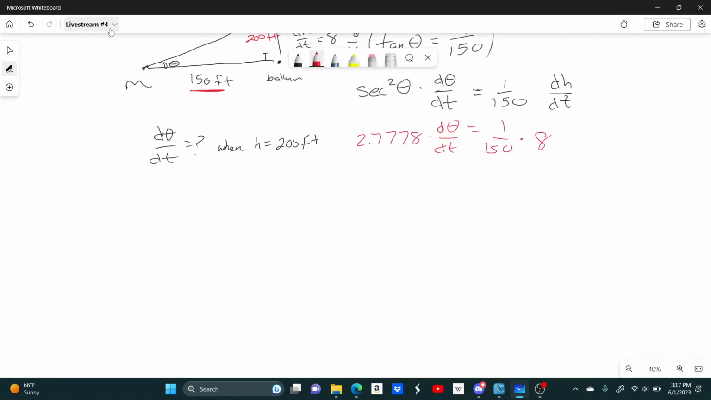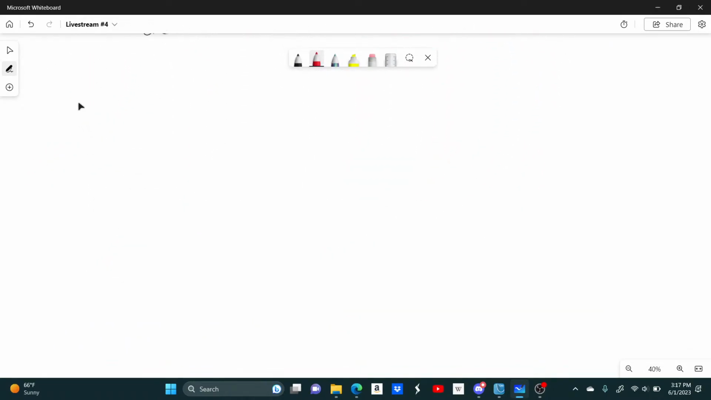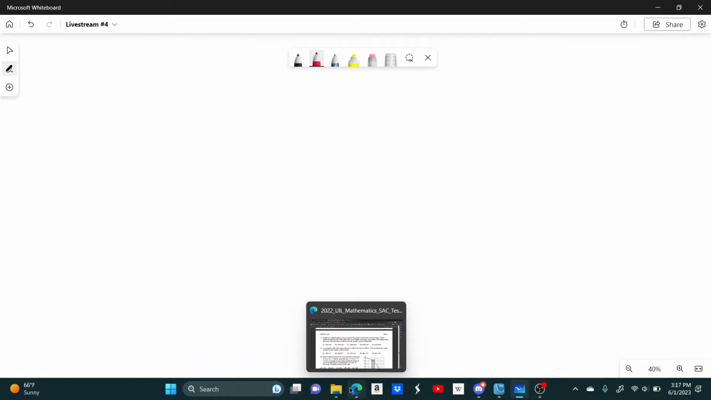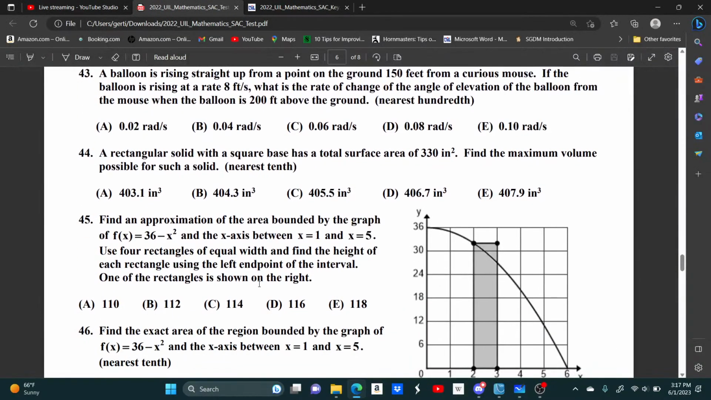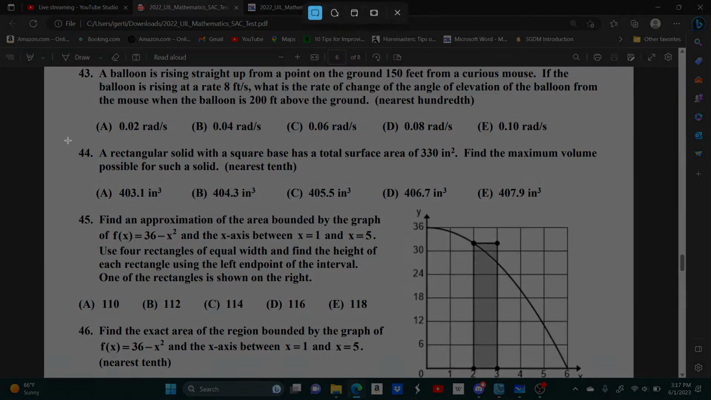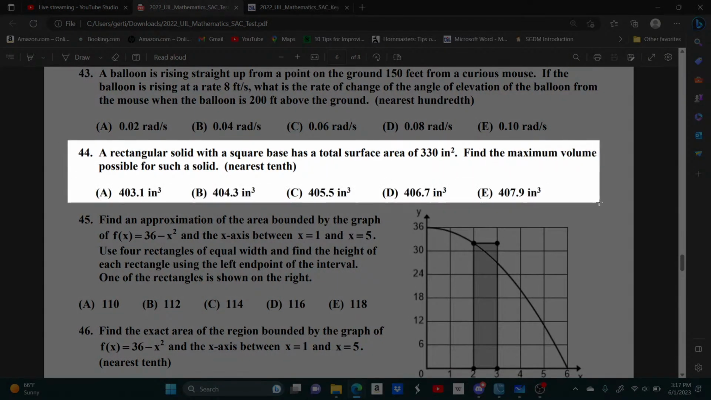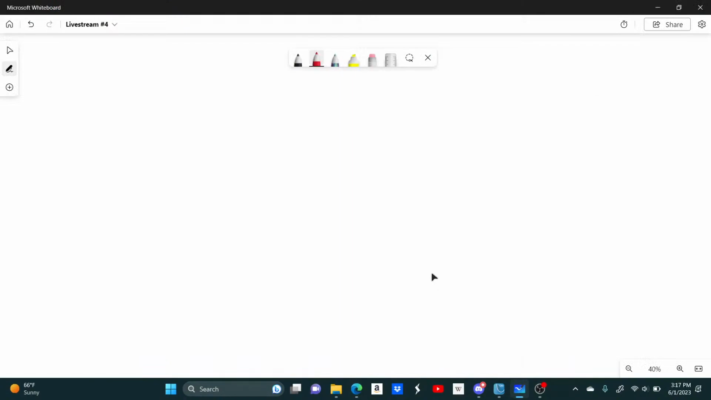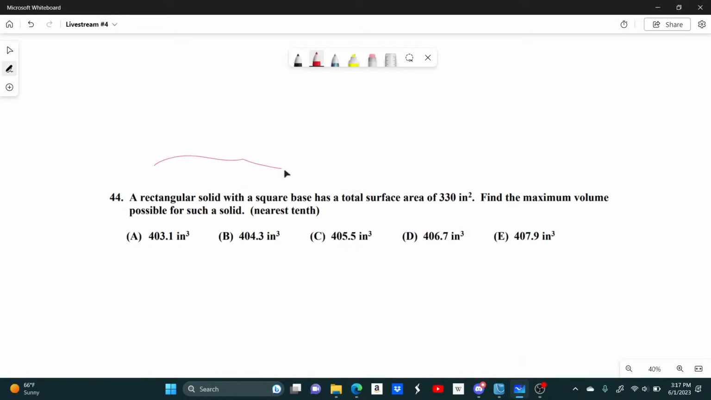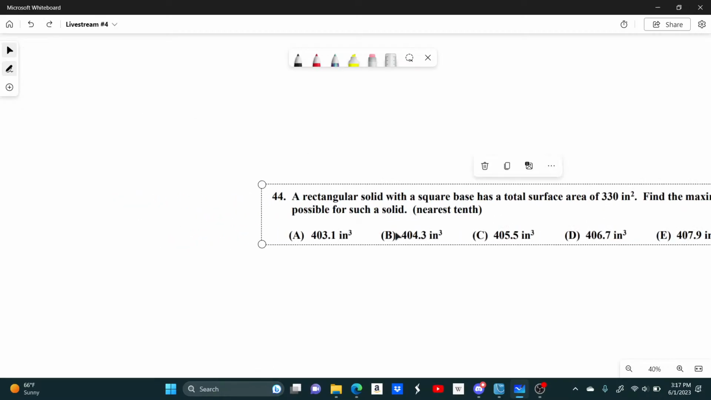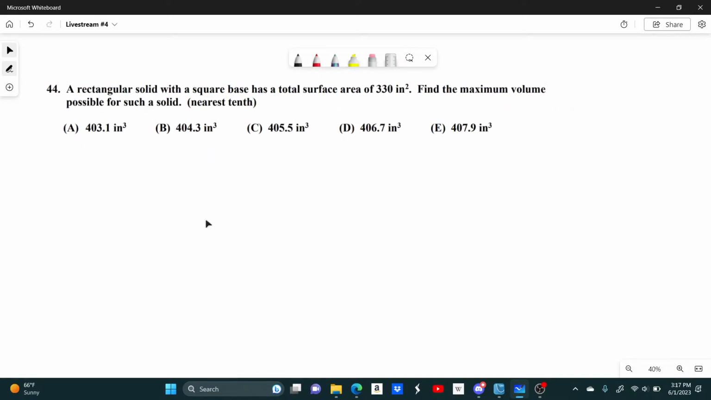Alright, as long as no one stops me, I'm just going to keep going. Alright, 44. Ooh, we got an optimization problem here. Who doesn't love optimization problems? Actually, there's probably a lot of people that don't like optimization problems. Probably not a lot of people watching the stream that don't like them though. It's a pretty niche subset.